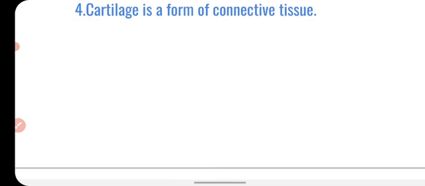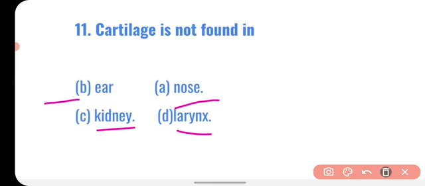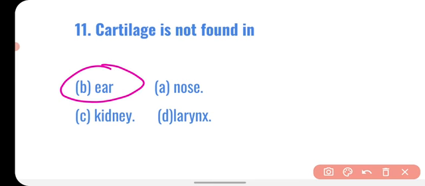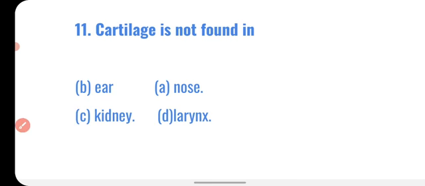Question number 10. Now we'll see question number 11. Cartilage is not found in. Where is the cartilage not found? Ear, nose, larynx, kidney. So you know that your external ear is made up of cartilage. The tip of the nose also has cartilage. In the larynx, the C-shaped cartilaginous rings are there which make our windpipe. Kidney does not have cartilage. So the correct option is kidney.